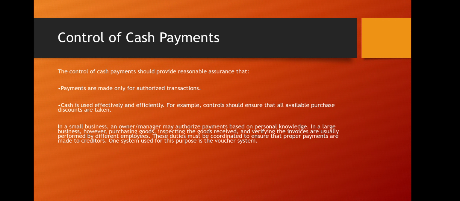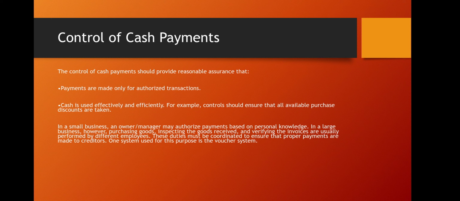Control of cash payment. The control of cash payment should provide reasonable assurance that payments are made only for authorized transactions and that cash is used effectively and efficiently. For example, control should ensure that all available purchase discounts are taken. In a small business, an owner or manager may authorize payment based on personal knowledge. In a large business, however, purchasing goods, inspecting the goods received, and verifying the invoice are usually performed by different employees.